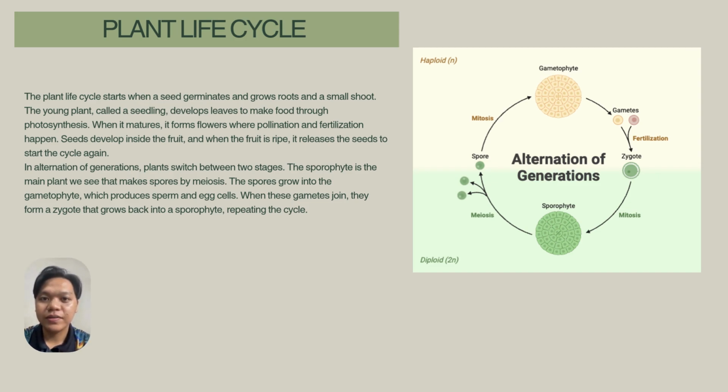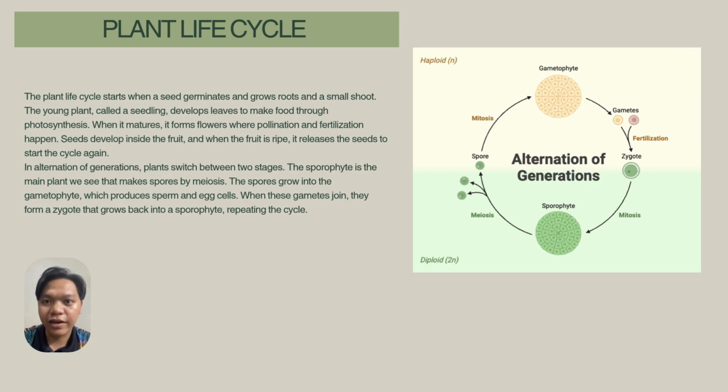Last but not least is about the plant life cycle. The plant life cycle starts when a seed germinates and grows roots and a small shoot. The young plant, called a seedling, develops leaves to make food through photosynthesis. When it matures, it forms flowers where pollination and fertilization happen. The seeds develop inside the fruit, and when the fruit is ripe, it releases the seeds to start the cycle again.